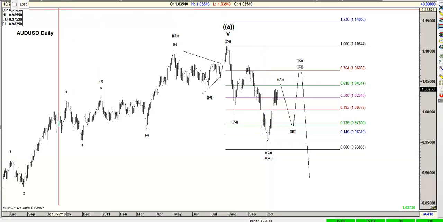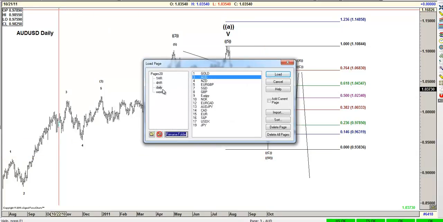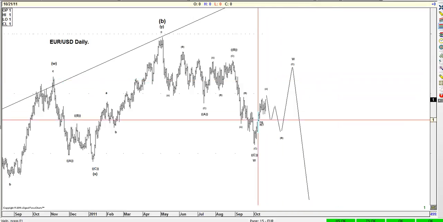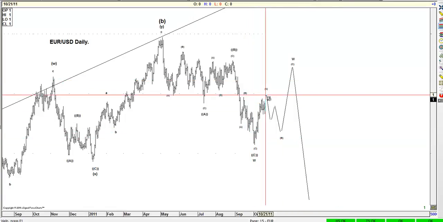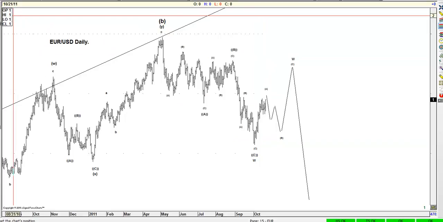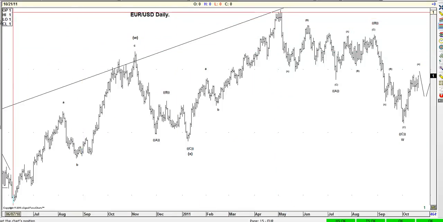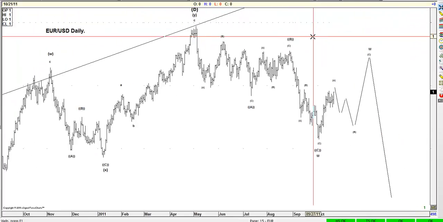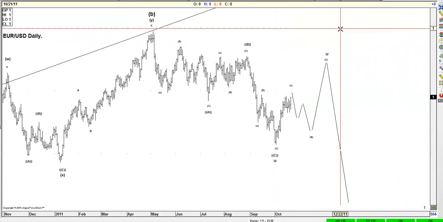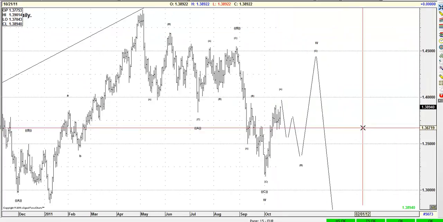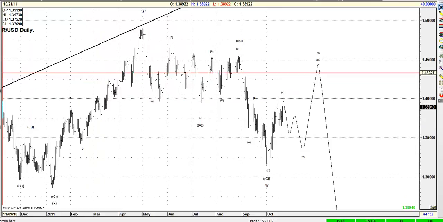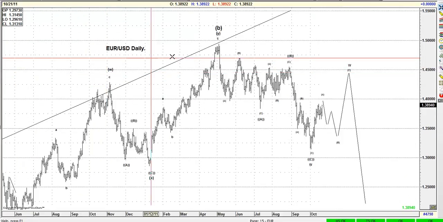Now, let's move on to the euro. And on the dailies, we have the same scenario. We are ending 5 ways from the tops in the euro. I'm sorry, from the bottom in the euro, my bad. And we are ending 5 ways from the bottoms in the euro.